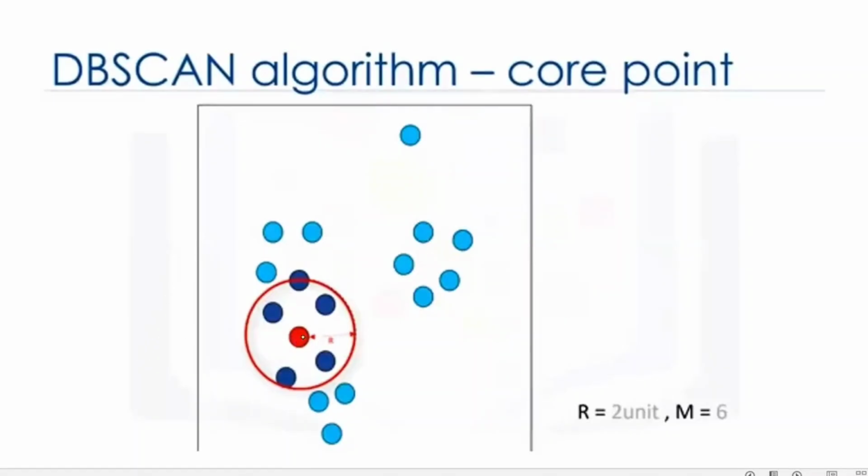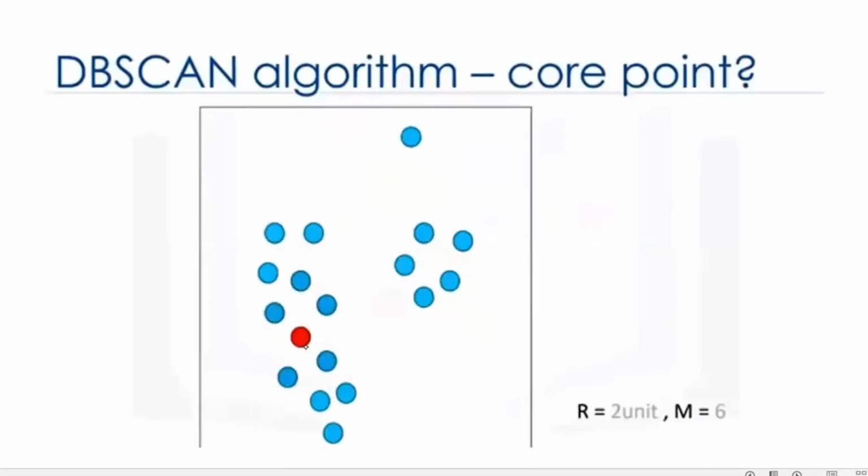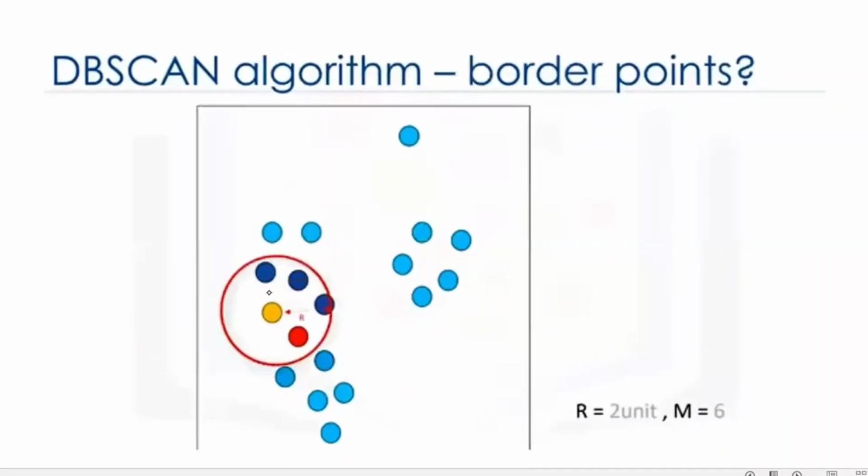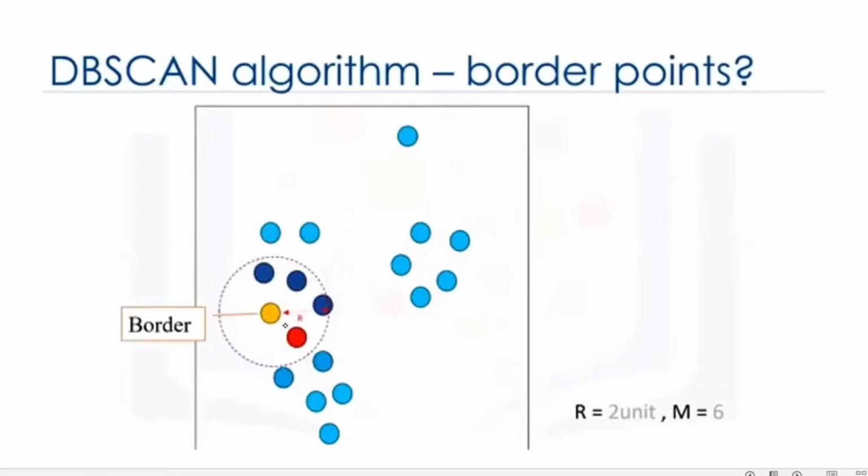So for this, first it is going to draw a circle. Similarly, once this data point is completed, it is going to move to the second data point. Now it is going to draw this one. Now here it has drawn a circle of 2. Now 1, 2, 3, 4, 5. Only 5 data points are there. 6 data points, it is not satisfying the condition. So this is called a border point.